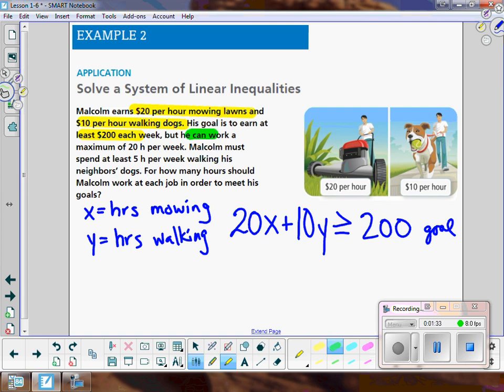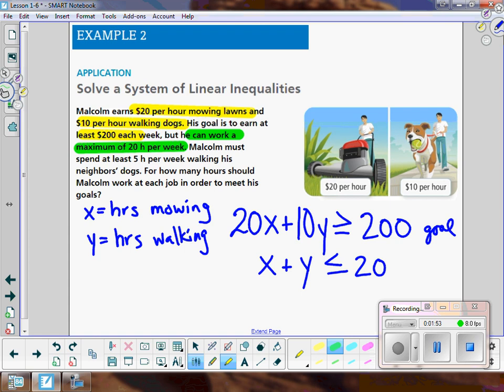Okay. Next, it says he can work a maximum of 20 hours per week. So the hours spent mowing and the hours spent walking can't go over 20. So X plus Y is less than or equal to 20. Making inequalities based on the paragraph that I'm reading.